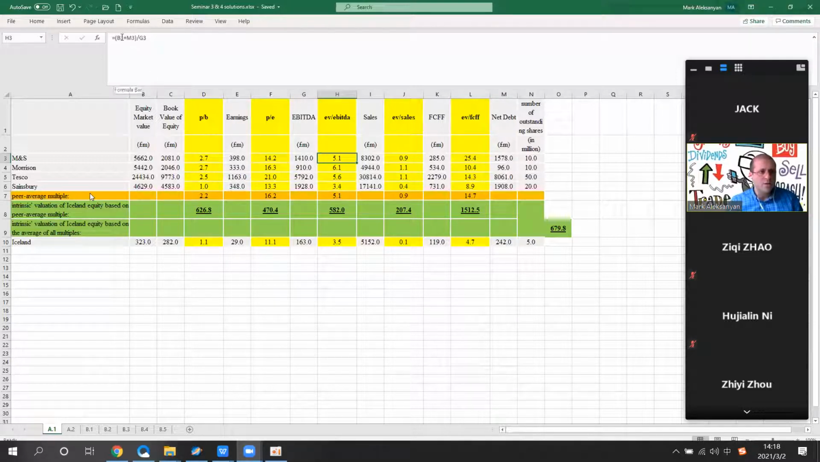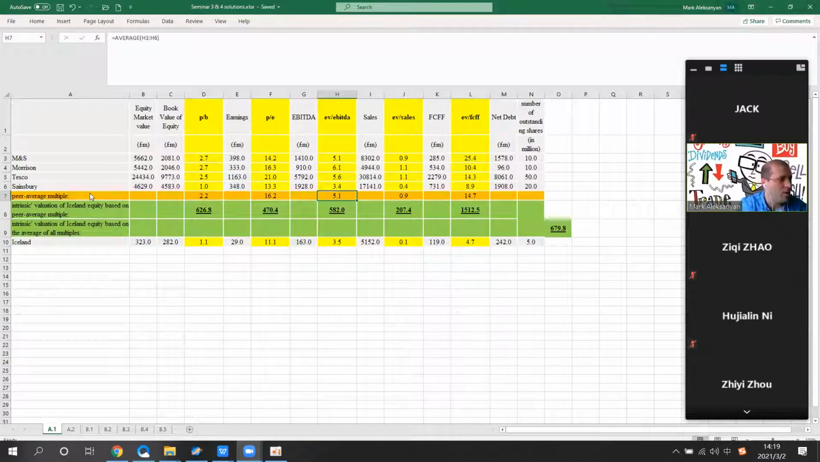So we have Marks and Spencer's market value of equity plus Marks and Spencer's value of debt, which is this part in the numerator, and then all of that is divided by Marks and Spencer's EBITDA, which is this number here. So this is your EV to EBITDA. And we carry on doing the same calculation across all the peers. And as we did in previous examples, we average these four EV to EBITDA numbers, and we get 5.1 as the peer average EV to EBITDA.